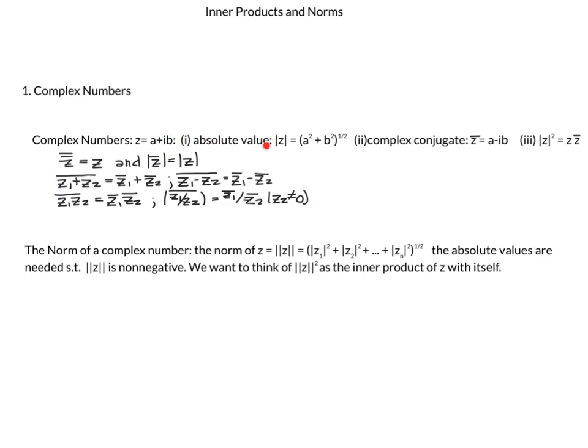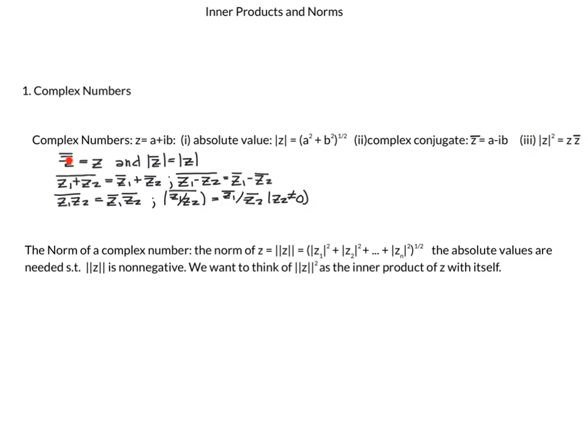We define the absolute value, which we have the straight line for. Absolute value of z is equal to a squared plus b squared, all square rooted. We define the complex conjugate of z as a minus ib. In other words, the imaginary part has a negative sign in front of it. From there, we see that the absolute value squared is equal to z times its complex conjugate, and you can do the arithmetic and verify this is true.